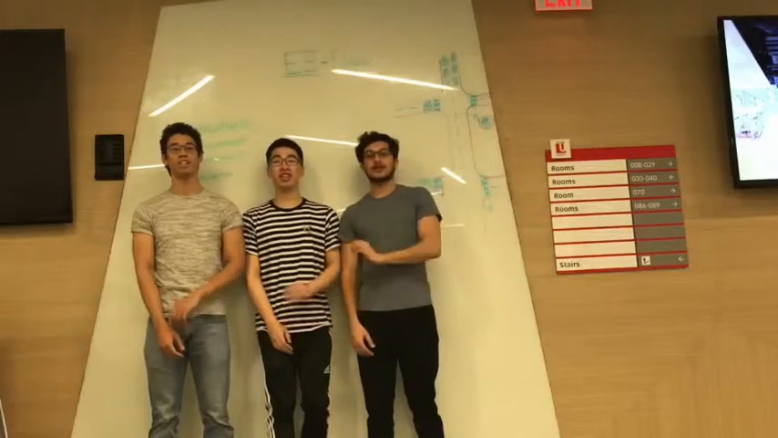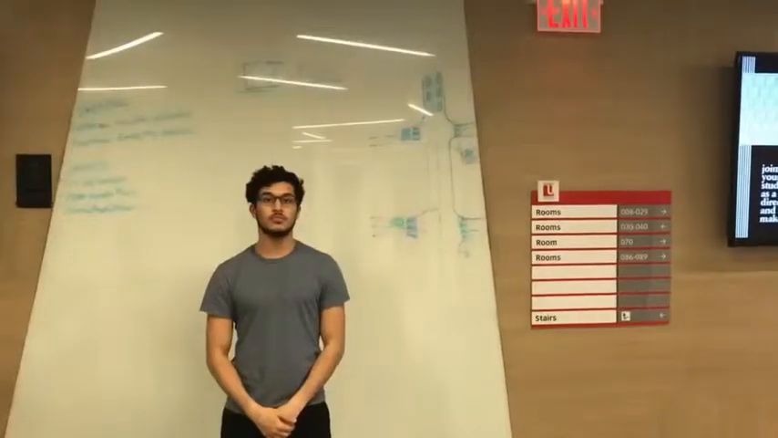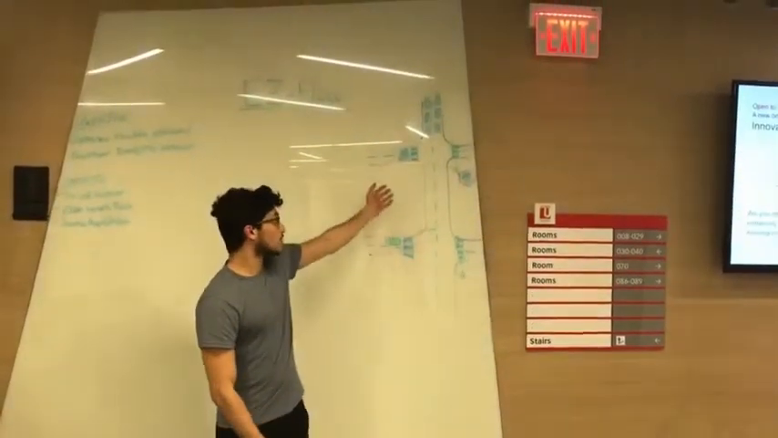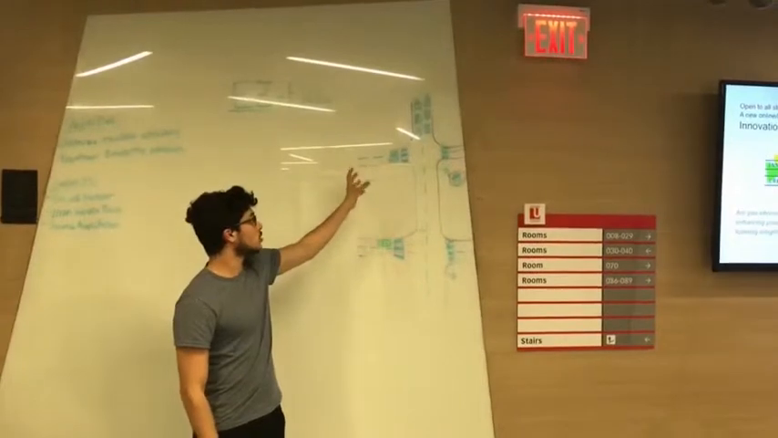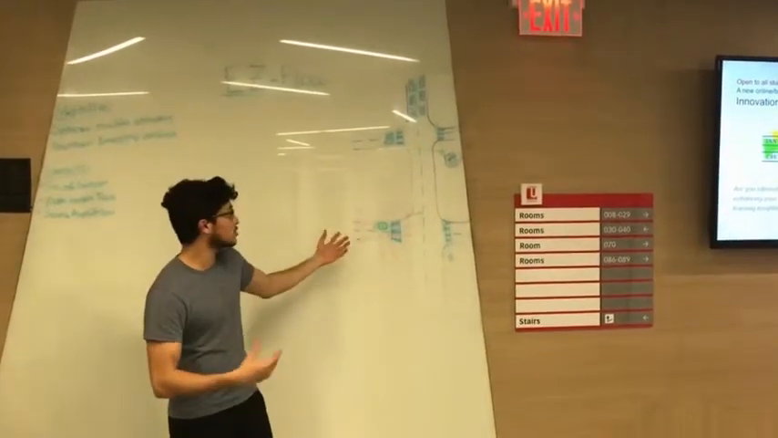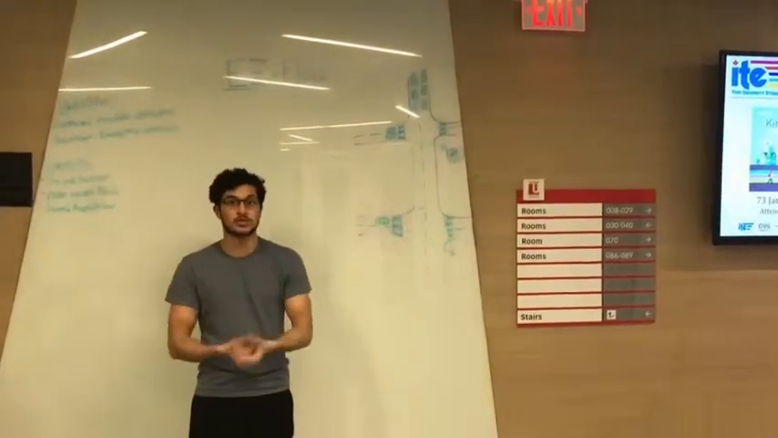And our project is Easy Flow. So the objective of our project is to optimize traffic flow so that it reduces the amount of congestion that happens at intersections, and also to prioritize emergency vehicles in an emergency situation.